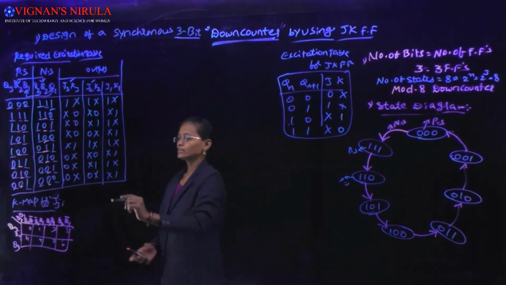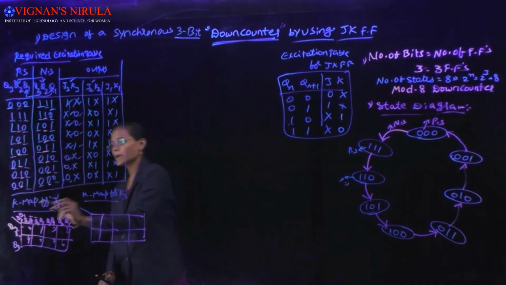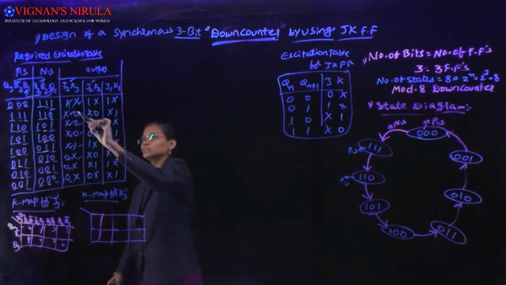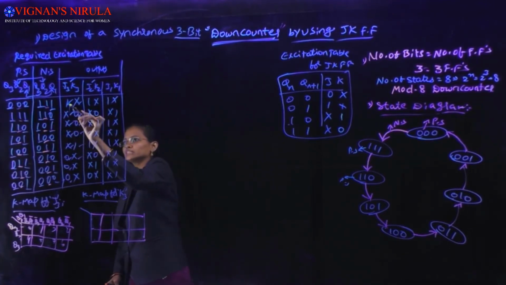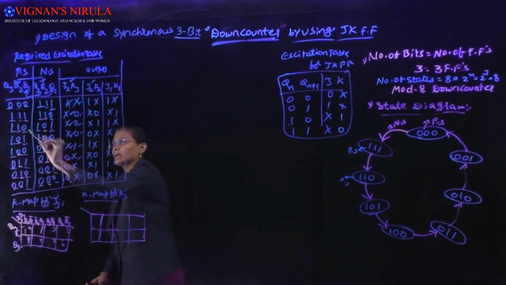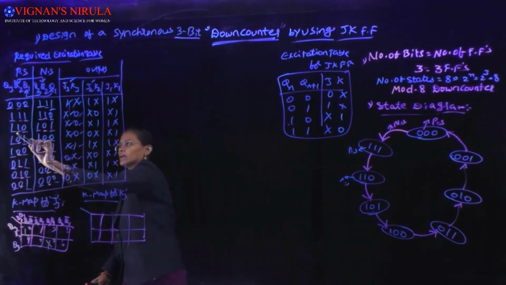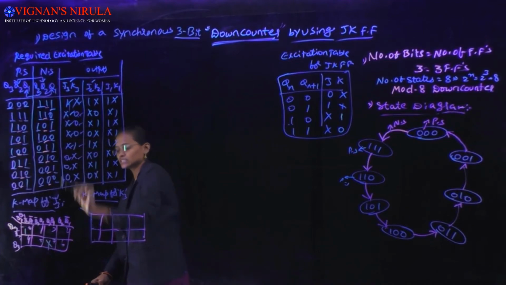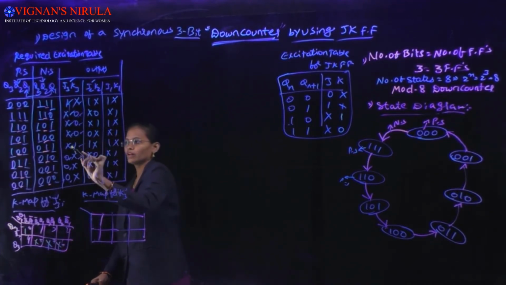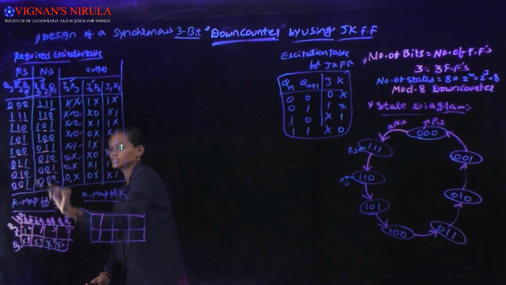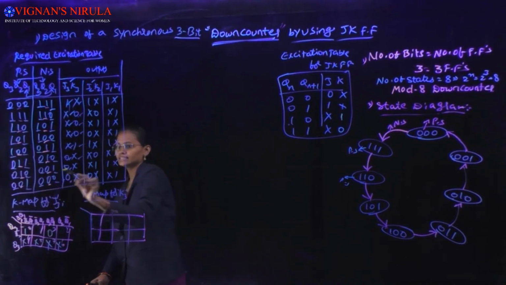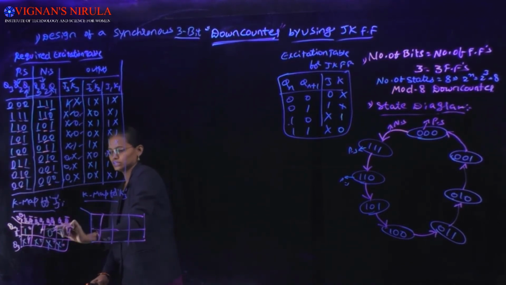Okay, observe J3 outputs. The K-map for J3. 0 cell is X, 1 and 7th cell is X, and 6th cell is X, 5th cell is X, 4th cell is X, 3rd cell is 0, 2nd cell is also 0 and 1 cell is also 0.